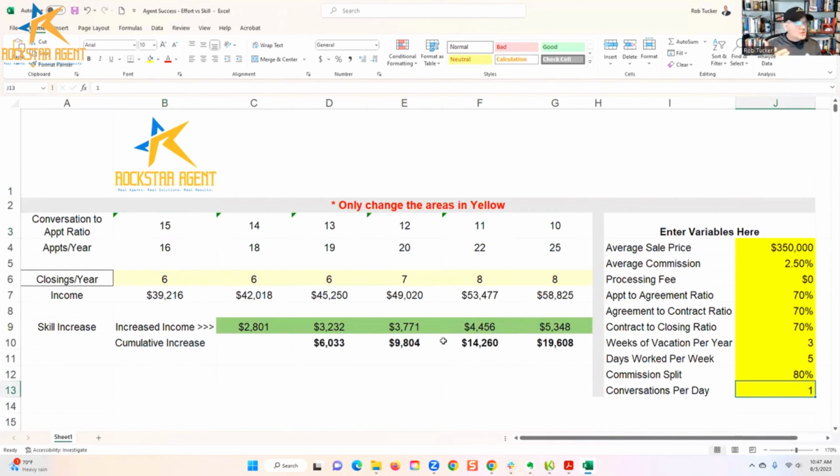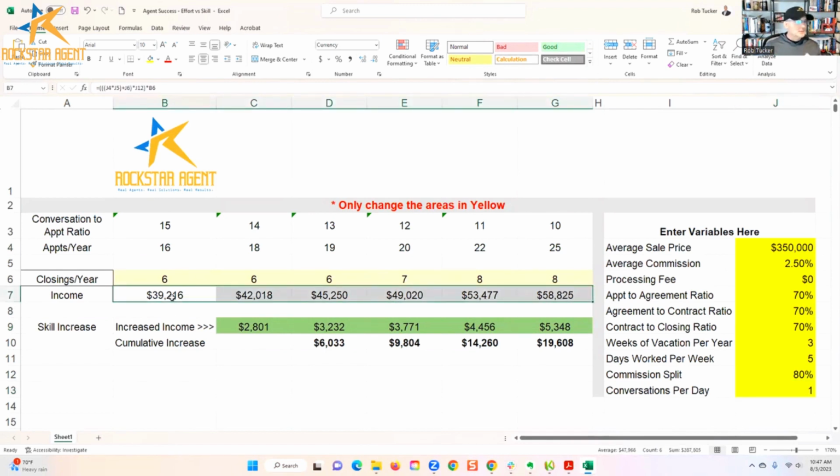But then the challenge is you're not going to get 100% of them to actually sign with you, are you? Right. So you look at that, and the ones that you do get to sign, do they all go under contract? The ones that go under contract, do they actually close? These are just the general numbers that are out there when you look at actual statistics. So if you're just having one conversation, this is what you're likely to make.